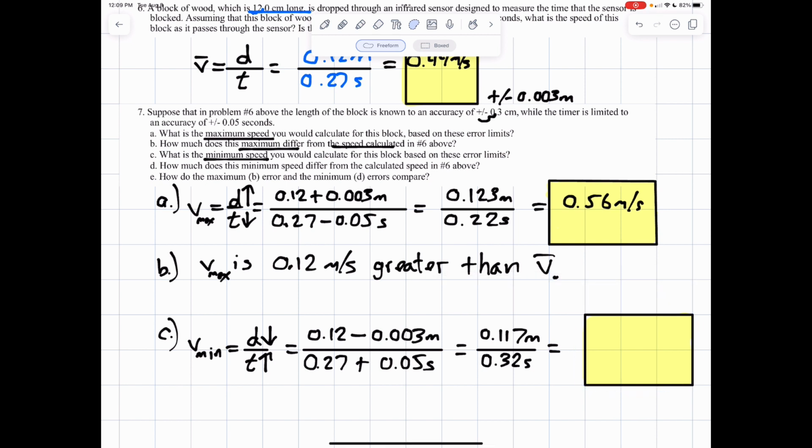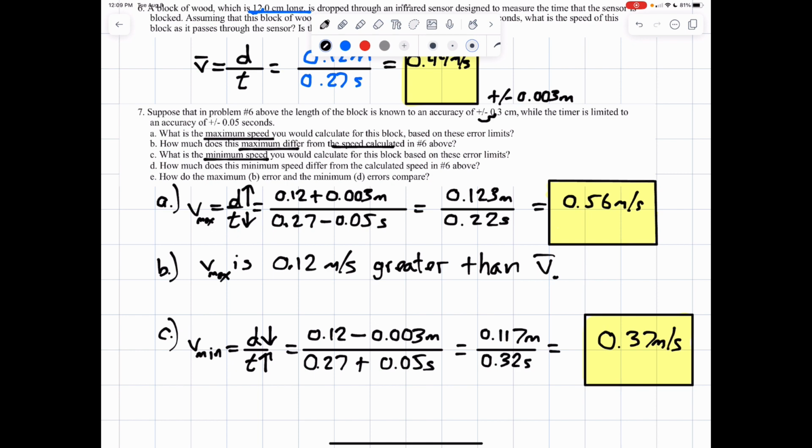Okay, sorry, I'm just copying and pasting this real quick. Okay, put that in your calculator. We have 0.117 divided by 0.32, and you can see we'll get a minimum speed this time of about 0.365 or 0.37 meters per second.